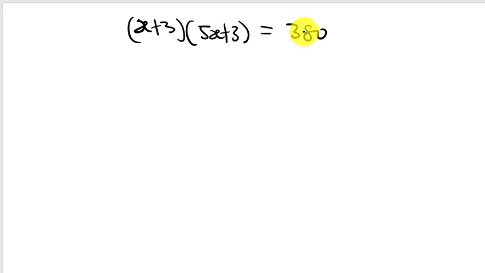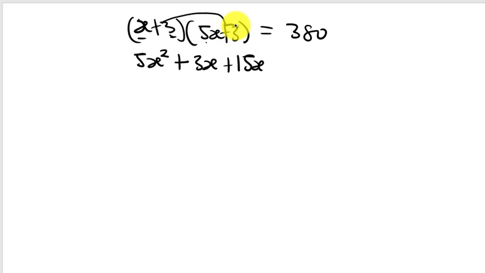So now we have x plus 3 multiplying 5x plus 3, and that is equal to 380. x multiplies 5x, that will give us 5x squared. The same x multiplies the 3, and that will give us 3x. Now use this 3 to multiply this 5x, and that will give us 15x. This same 3 multiplies this 3 here, and that will give us positive 9, and this is equal to 380.